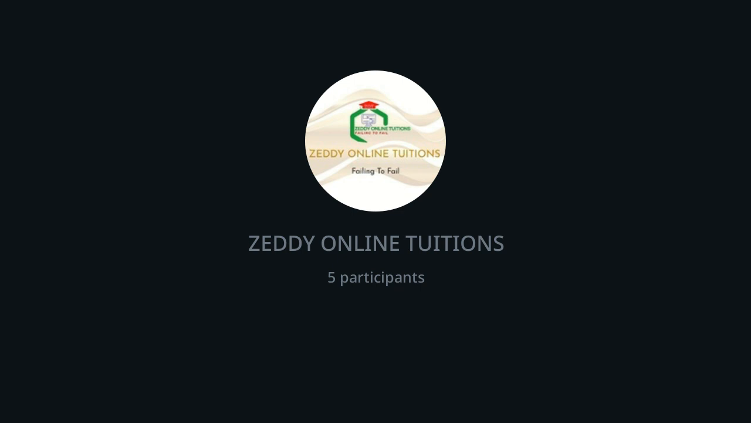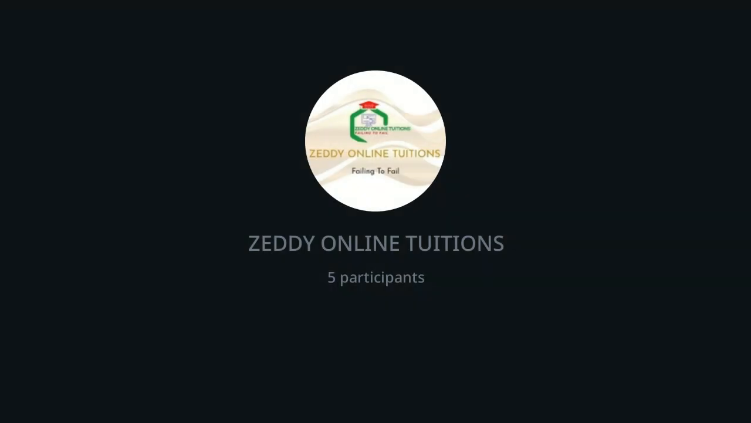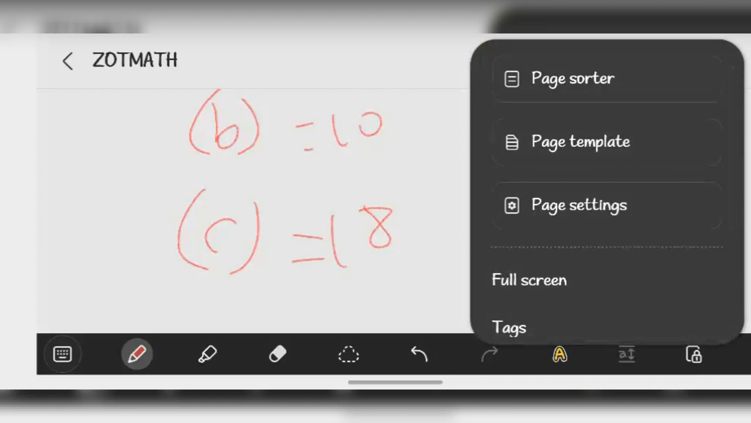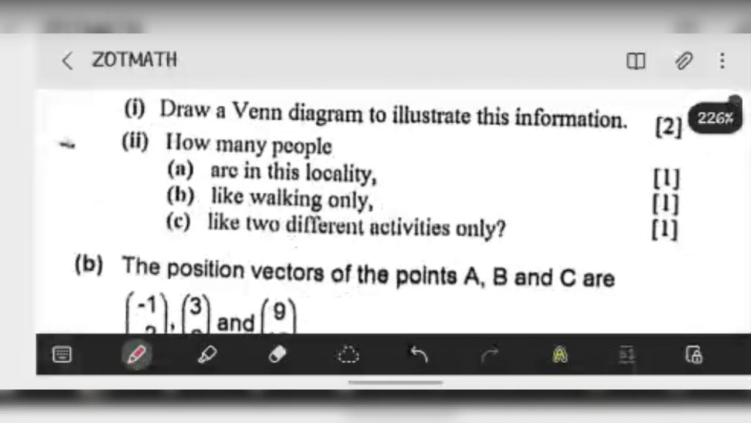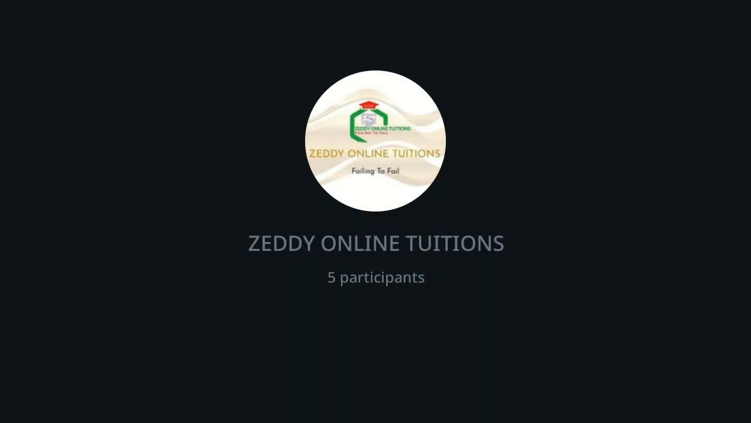The next question, this one is under vectors. We cannot manage to do it in 4 minutes real quick because you guys need to understand. Maybe I may need to explain some basics of vectors. The position vectors of the points A, B, and C are given; show that the points A, B, C are collinear. We need to show it, it's 5 marks. We can't just easily show it like this.